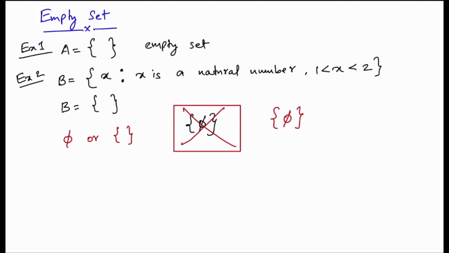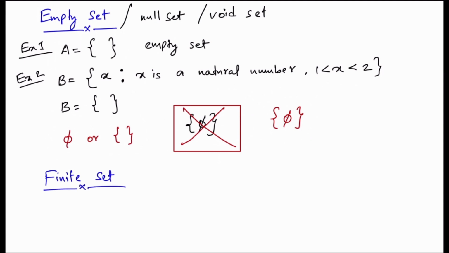Next, we will move on to another type of set. I want to say another thing: another name for empty set is null set or void set. This is another name for empty set, null set or void set. Next we will see finite set.